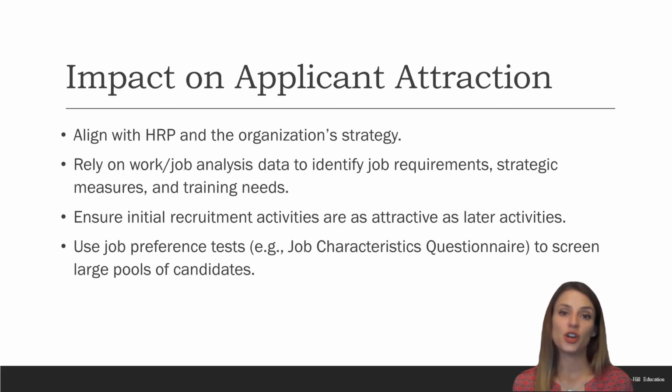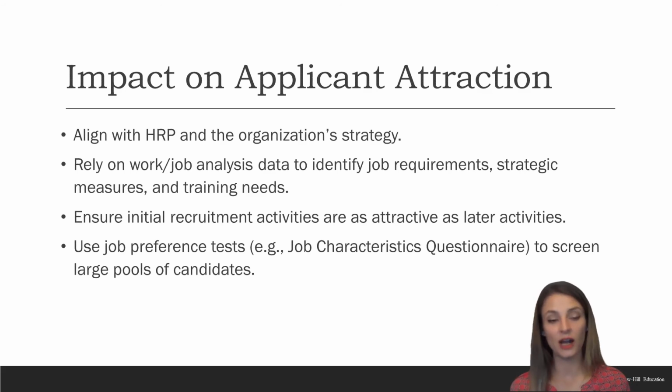Number 3, ensure that the initial recruitment practices are as attractive as the later practices. You want to make sure that we hold applicants' attention and interest throughout the application process. Finally, consider assessing the fit between applicants and the organization, applicants and the job. The job characteristics questionnaire is one example of a standardized test we can use to assess this fit.